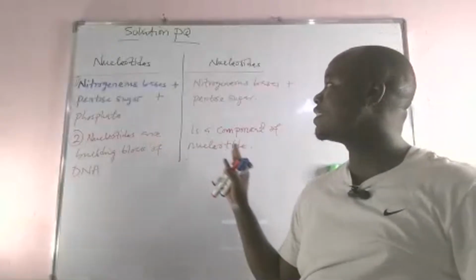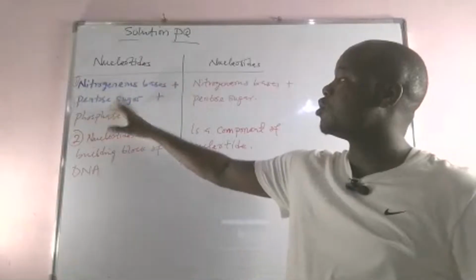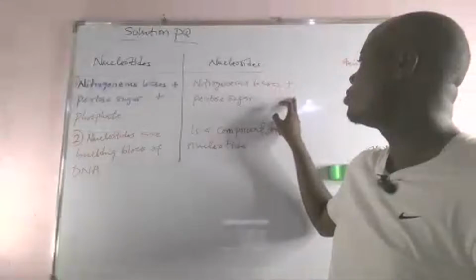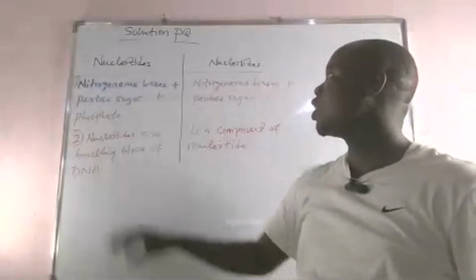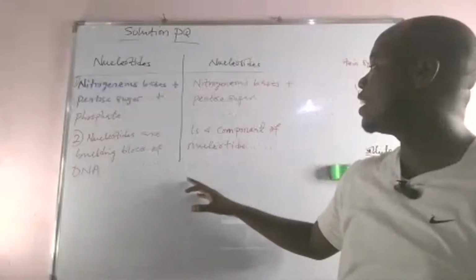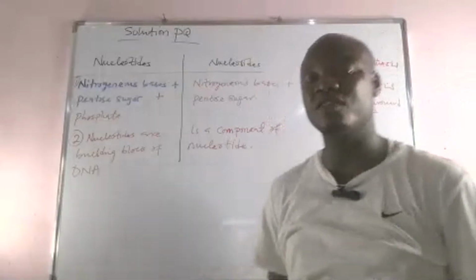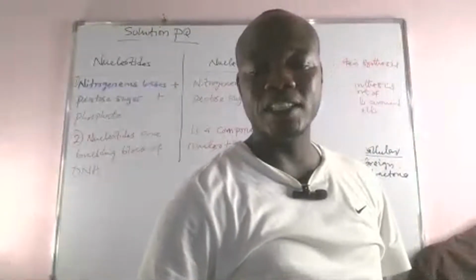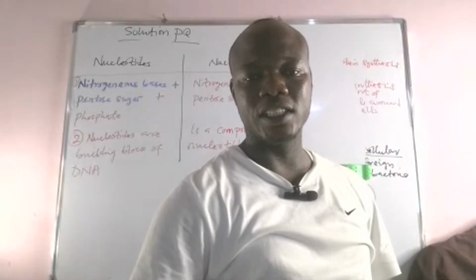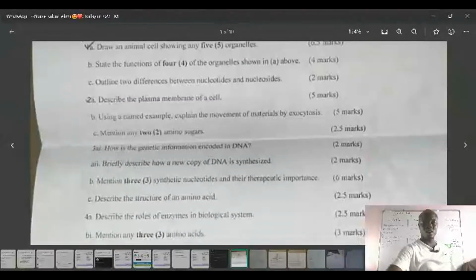So please, do you understand the difference between the two? Nucleotide is made up of nitrogenous bases plus pentose sugar plus phosphate. Nucleoside is made up of nitrogenous bases and pentose sugar only, while nucleotides are building blocks of DNA, while nucleoside is a component of a nucleotide. So this is the difference between the two. So now we have answered question 1 correctly. Let me look at question 2.